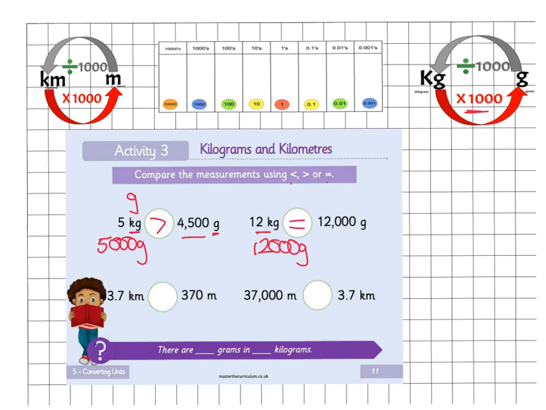Okay, 3.7 kilometers and 370 meters. So I'm going to change that into meters. So changing kilometers into meters, I'm timesing by 1,000. So I had 3.7 times by 1,000. 1, 2, 3. And my answer would be 3,700 meters. So of course that's bigger. And the last one, that's meters. Let me change that one. I already know that that's 3,700. I don't have to do that again. And that is smaller than.